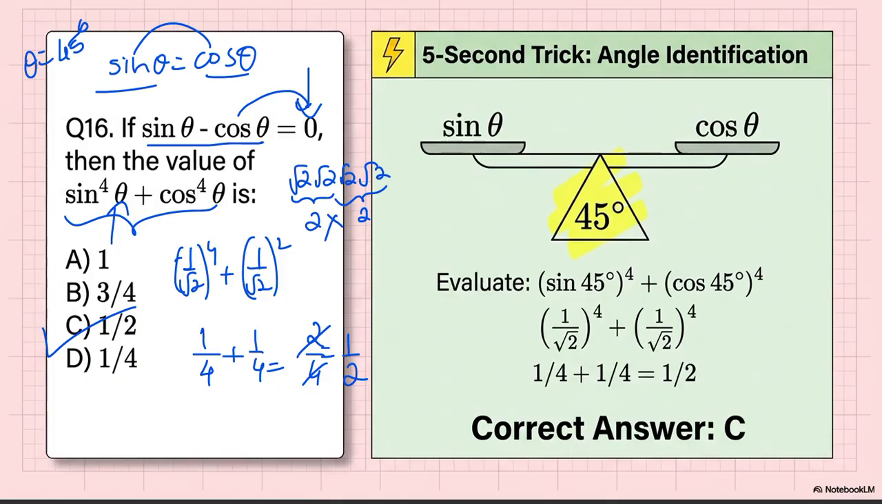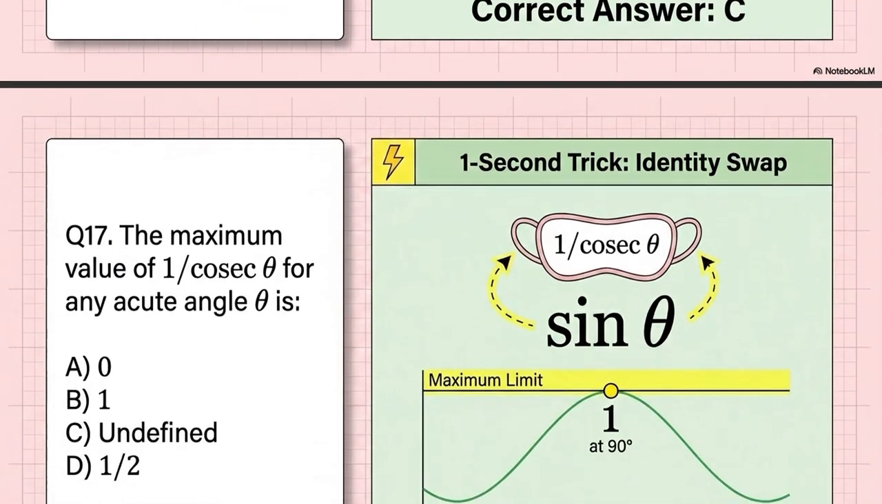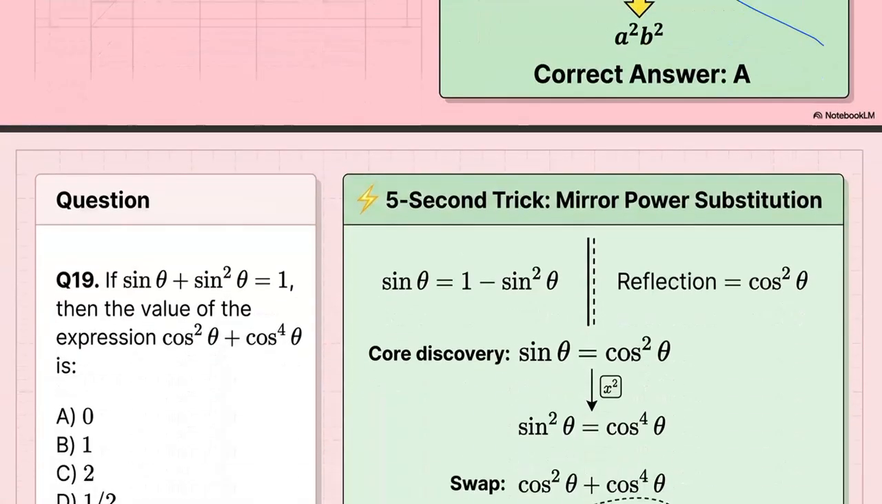Okay. Look at the next question. So the question is, the maximum value of 1 upon cosec theta is. So 1 upon cosec is nothing but sin theta, and the maximum value of sin theta is 1 from the table. So correct answer is B. Look at the next question.